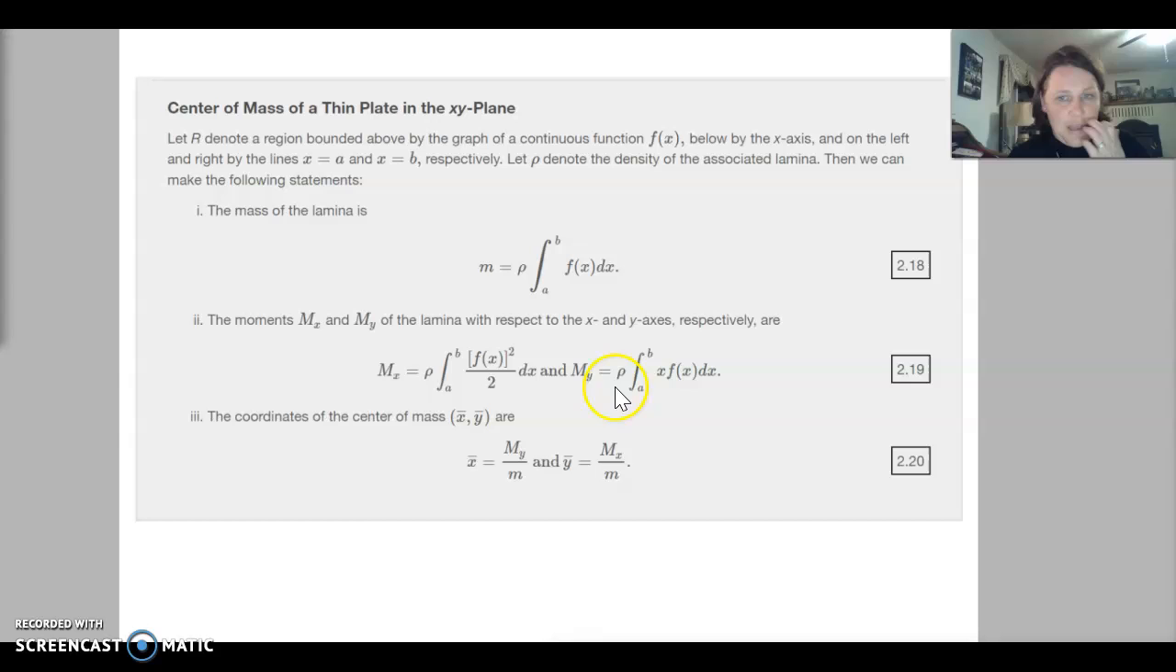Then for this one, we have rho times the integral from a to b of x. Now x is the position away from the y-axis. So every one of these units is going to have a position of x times f of x dx, which we get again back from the mass. So then the centroid, just like we talked about before, x bar is equal to m sub y over m, and y bar is equal to m sub x over m. Alright, so let's look at some examples.